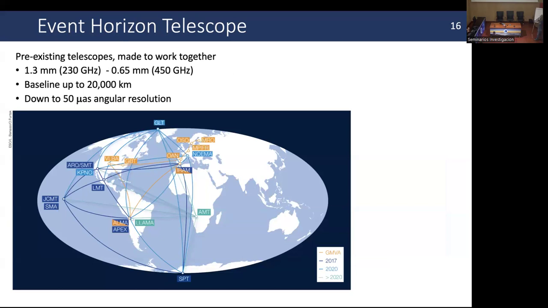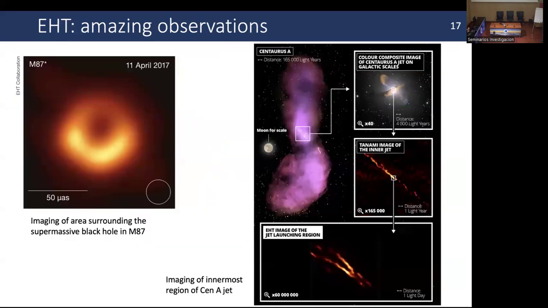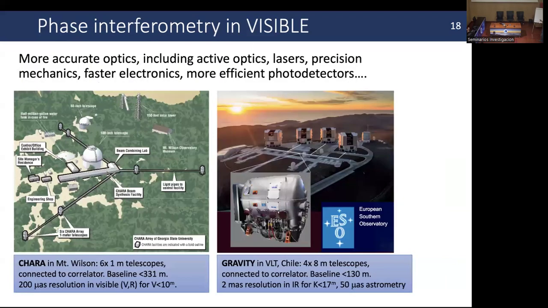So, well, you know very well, the latest development is actually this Event Horizon Telescope with huge, planet-long baselines, pre-existing telescopes, but made to work together, working at frequencies up to 450 gigahertz, and reaching this amazing angular resolution of 50 microarcseconds, okay? And you know all these amazing discoveries with EHT, okay, the surroundings of black holes and so on.